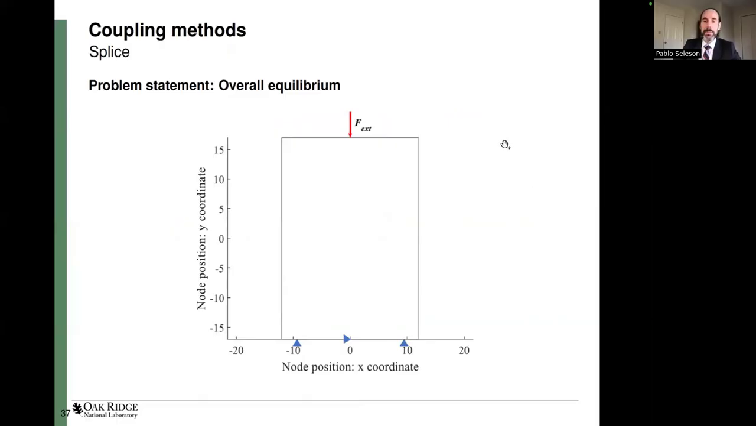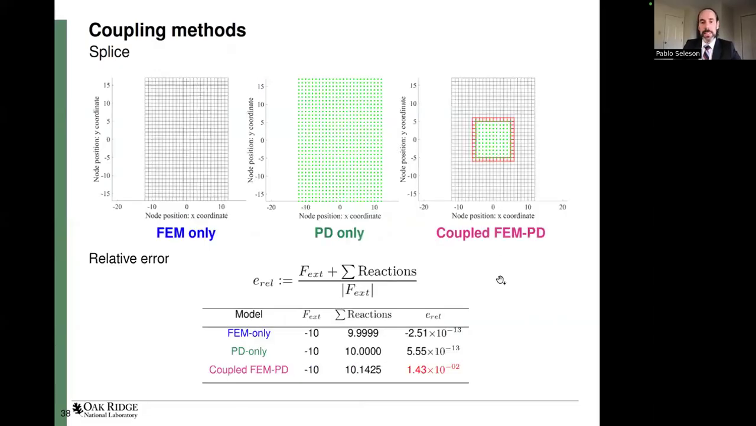So this problem can be described as follows. Let's look into this rectangular domain. We have some supports on the bottom, and then we apply a concentrated load on the top. If we solve this system only with finite elements, as you can see in the table at the bottom, we obtain a negligible relative error. Similarly, if you solve it just fully with peridynamics. However, when we couple the two, you obtain a non-negligible error. And we would like to see if we can understand this error so we can control it.